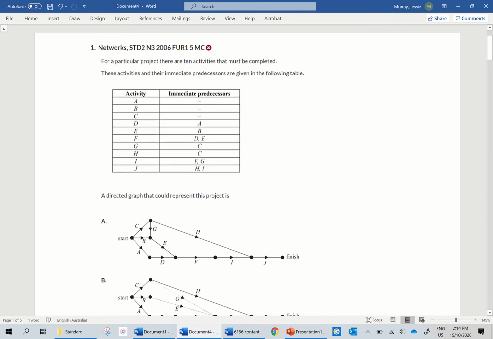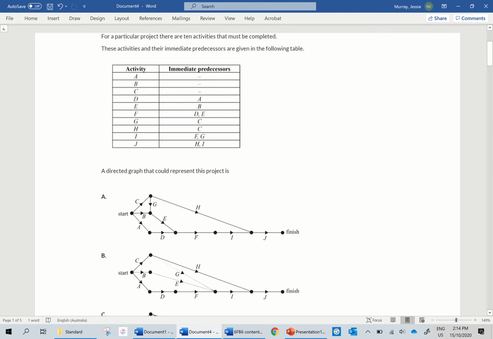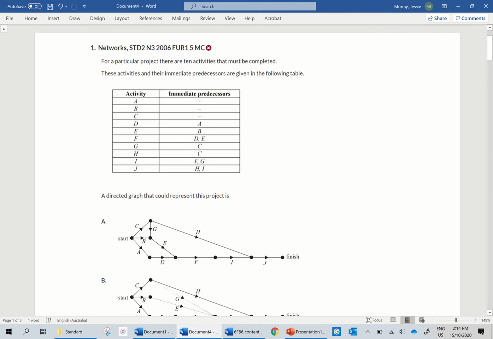So the first one here is a multiple choice question. Basically, it says which one of these four graphs represents the table here. The first thing I say is anything that has no immediate predecessors means that it connects to the start, and anything that is not an immediate predecessor connects to the end. So what I then do is count through and see which activity letters are not in the immediate predecessors. I've got A, B, C is there, D, E, F, G, H, I. So what's missing on this side is J, which means J is the only one that connects to the finish.